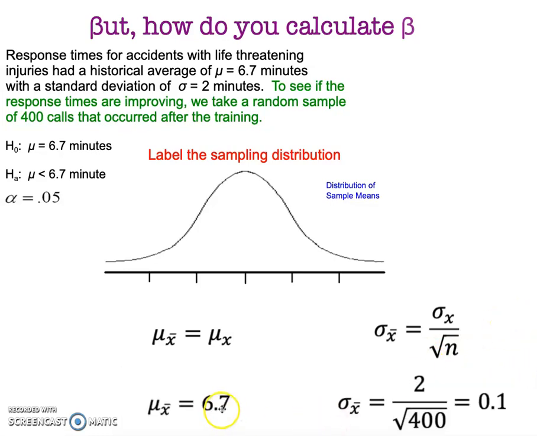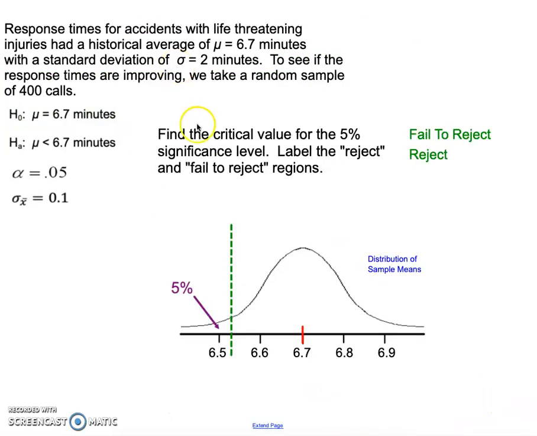You will get 6.7. We got that from the hypothesized mean, meaning the one we assume to be true. The standard deviation, 2 divided by 20, is 0.1. Okay, I've added a bunch of information to this slide. I put the mean of the sampling distribution. I counted out 2 standard deviations each way from that mean. I put the 5% significance level in here, and I have a critical value.